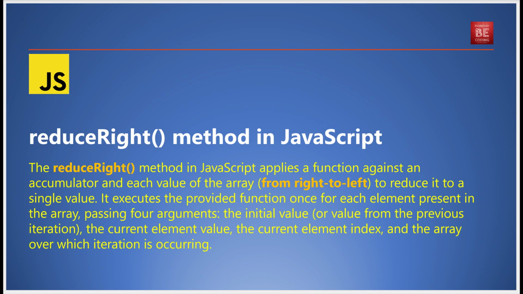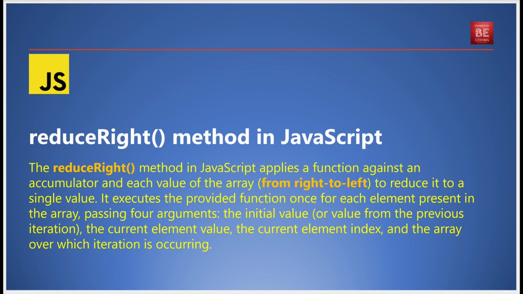Ever grappled with the task of reducing an array from right to left in JavaScript? If so, today, we delve into the reduceRight method. This function can be a game changer, especially when you need to traverse an array from the last element all the way to the first one. The reduceRight method applies a function against an accumulator and each value of the array from right to left, reducing it to a single value.